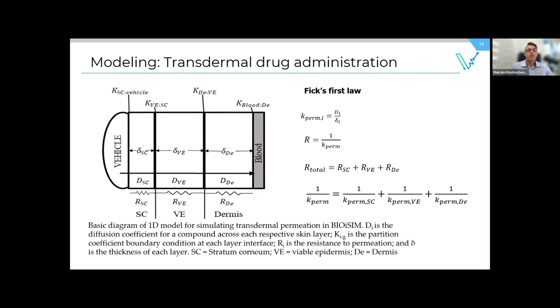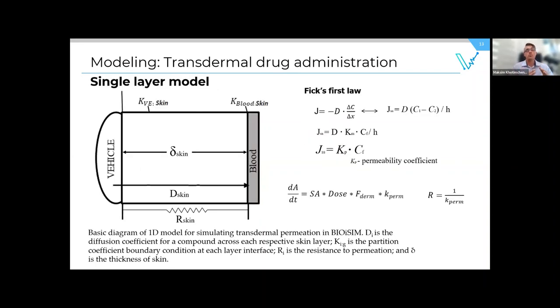That's a good question. From our experience, we think that the simpler the model is, the better. Because if we use, for example, this three-layer model, we have about three times more variable parameters than for the single barrier model. When we use a single layer model like that one, we want to know what the systemic exposure would be. It doesn't matter for the AI algorithm what is actually happening inside the skin. We need to know the drug concentration on the surface of the skin and the systemic exposure. That's enough when we just need to know the main parameters for transdermal absorption.